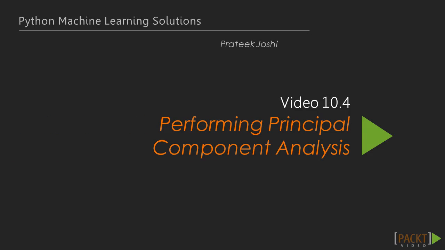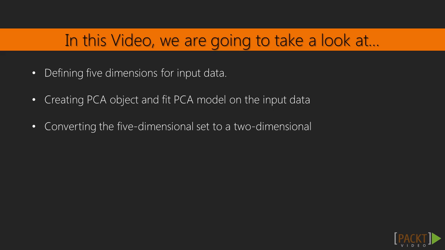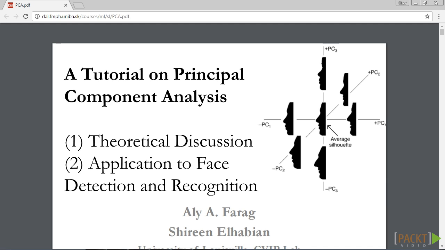In the previous video, we successfully built eye and nose detectors. In this video, we're going to see how to perform principal components analysis. Principal components analysis, PCA, is a dimensionality reduction technique that's used very frequently in computer vision and machine learning.